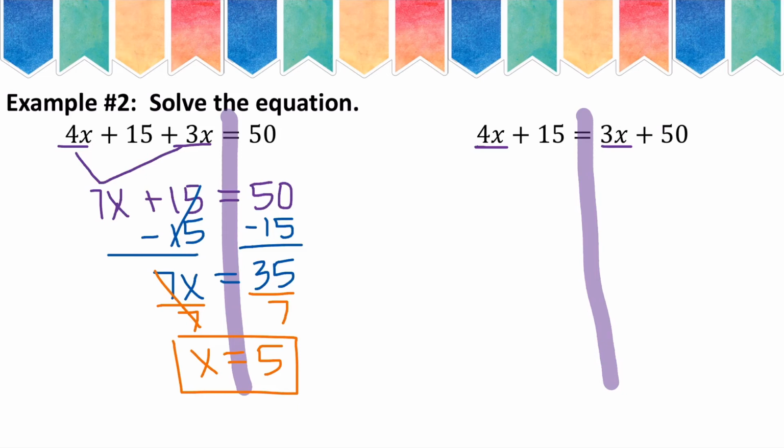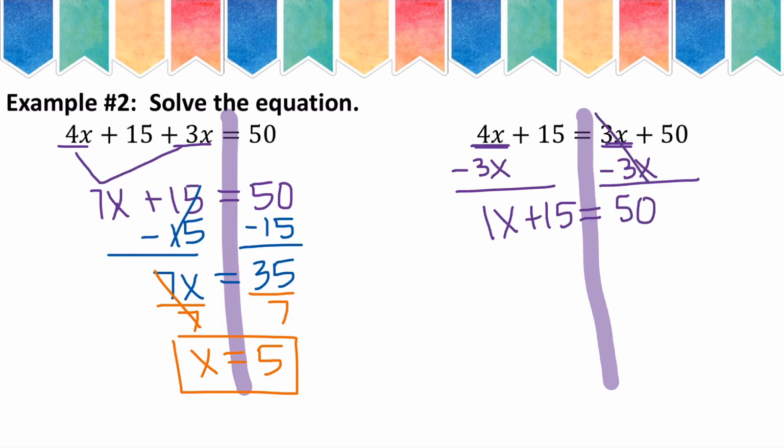In our other problem, where the x's are on different sides, there's one x in front of the line and one x behind the line, what we do is find the smaller x and subtract it. So 4x and 3x, the smaller one would be 3. So I'm going to subtract 3x from both sides. 4x minus 3x would make it 1x. Over here, 3x minus 3x, this is going to cancel, and the 50 will come down. And now we can solve as normal. So subtract 15 from both sides. 1x equals 35.